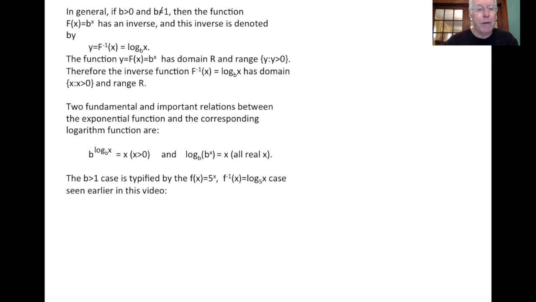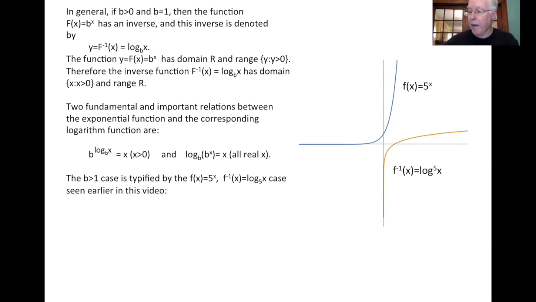Now the case b greater than 1, I'm going to look at this case and the case 0 less than b less than 1 in just a moment. But the case when b is bigger than 1 is typified by our previous example, f of x equals 5 to the x, in which case the f inverse function was log base 5 of x. And as we saw earlier in the video, we have graphs looking like this.